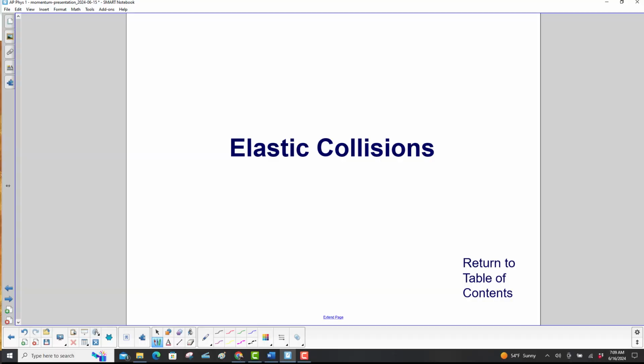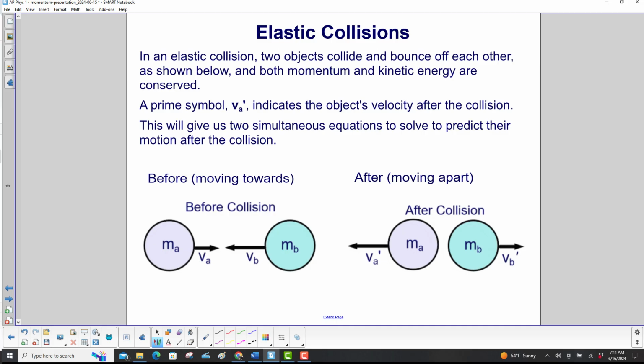Elastic collisions. In an elastic collision, two objects collide and bounce off each other, as shown below. Here is before, here is after. And both momentum and kinetic energy are conserved.